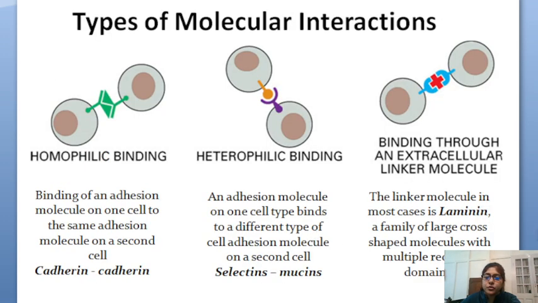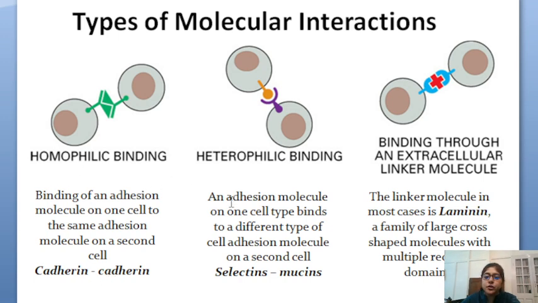There are three different types of molecular interactions in which CAMs are involved. Number one is homophilic binding. Homophilic binding facilitates interactions between similar CAMs. So the CAM present on one cell surface can interact with CAMs present on another cell if they are similar, that is your homophilic binding. Like cadherin can interact with another cadherin present on the cell surface of another cell, and that will be homophilic binding.